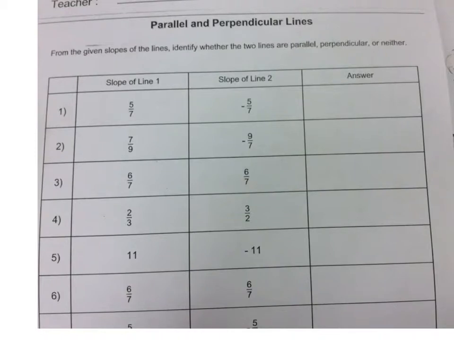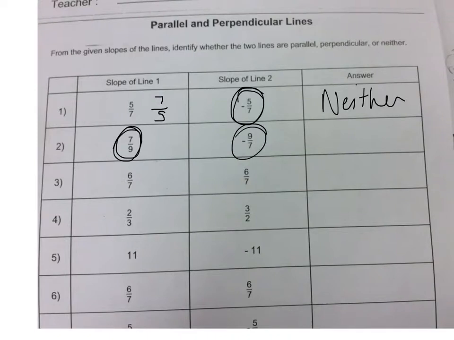In order to be perpendicular, they have to have different signs, which they do on number one, but they also have to be reciprocals. And if you remember the definition of reciprocal, that means that you just flip the fraction over. So for instance, the reciprocal of 5/7 would be 7/5. This is not negative 7/5, so these would be neither. Number two, they don't have the same slope, so they're not parallel. They are opposite, and they're also reciprocals, because if you flip this fraction over, you get 9/7. So these are perpendicular.